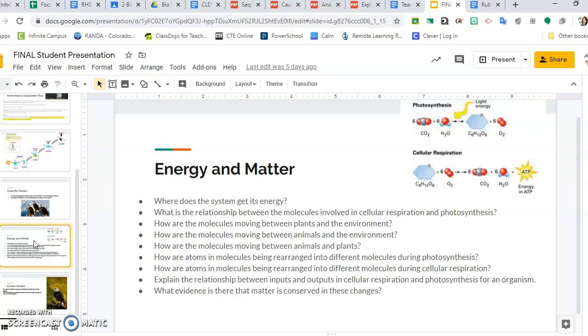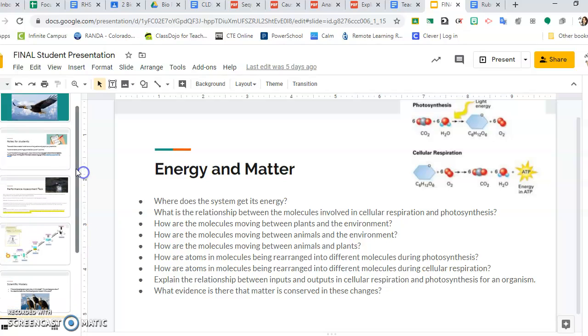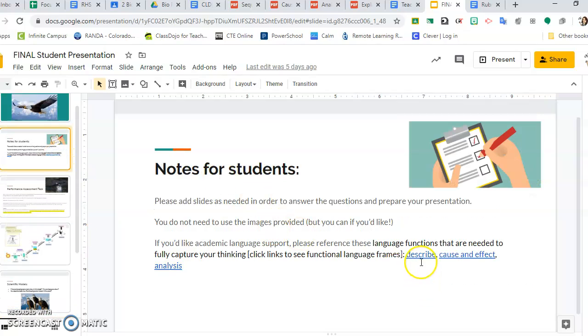So if you would rather write me a paragraph on one of these slides, kind of answering 2 or 3 or 4 questions at a time, and then write a second paragraph explaining the other questions, that would be helpful. Also, here's a good time to go back to slide 2 and click on these links for describe, cause and effect, and analysis.